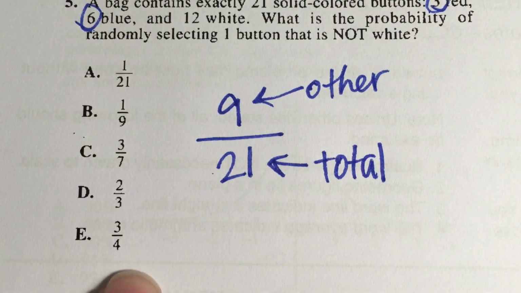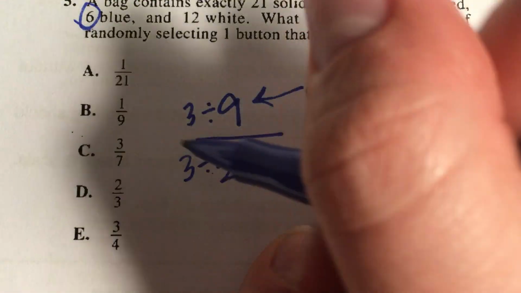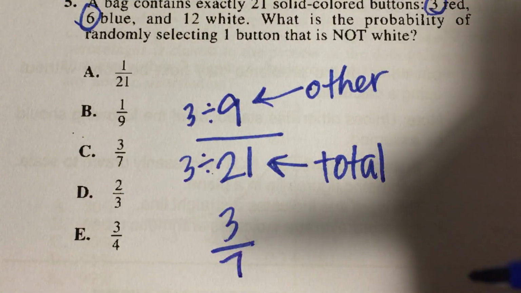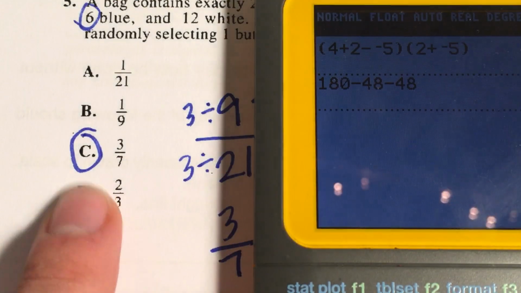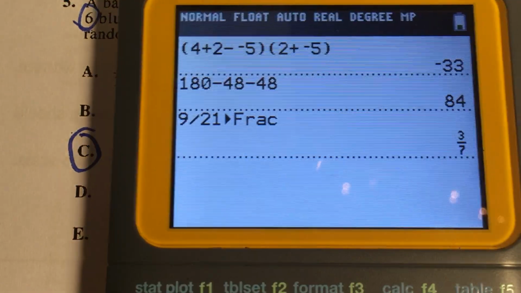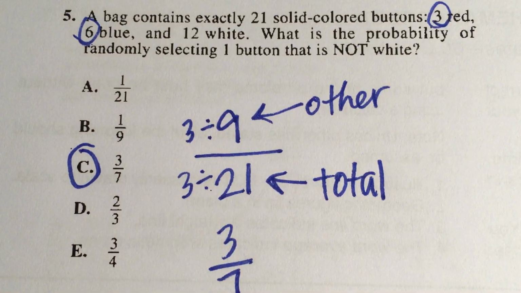And I see that there's not one of my answers, so I'm going to think, oh, maybe this can be simplified. I know both of these can be divided by 3. So 9 divided by 3 would be 3 on top, 21 divided by 3 would be 7 on the bottom. Right, so 3 over 7, I can see that answer is here, C. You can also go to your calculator and say, okay, I know 9 divided by 21, math, enter, enter. It says 3 over 7, so you can do it that way. That is number 5.